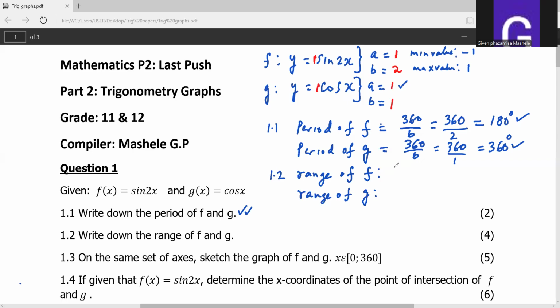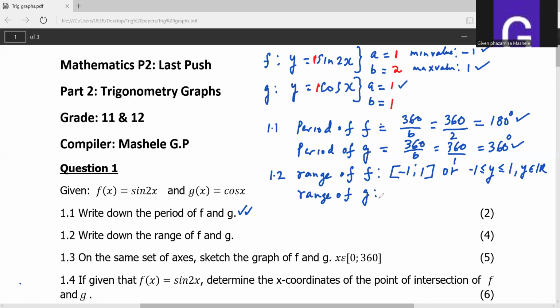The range of F includes -1 as the minimum to 1. It means when you sketch the graph, the minimum will be -1 and the maximum will be 1. So this is the range of F. Or if you do not want to write it like this, we can say y is between -1 and 1, inclusive, where y is an element of the real numbers. Remember, -1 is the minimum value and 1 is the maximum value.